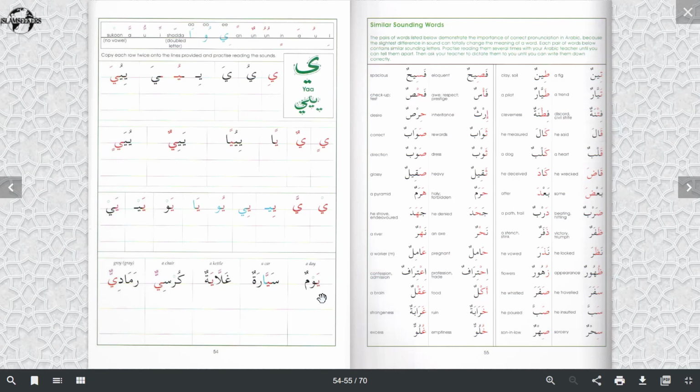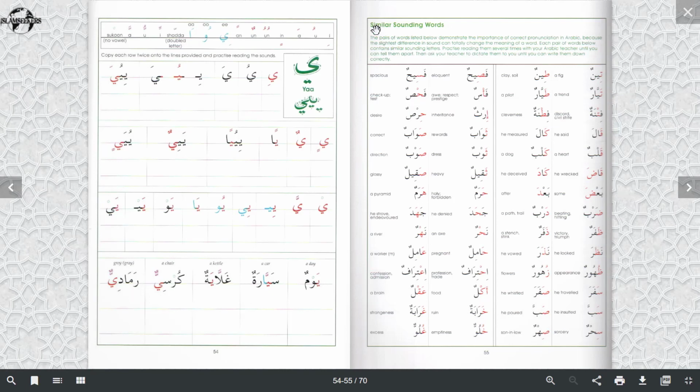Line 4. Listen to and repeat the Arabic words. A day. Yawmun. A car. Sayyaratun. A kettle. غلاية. A chair. كرسي. Grey. رمادي.